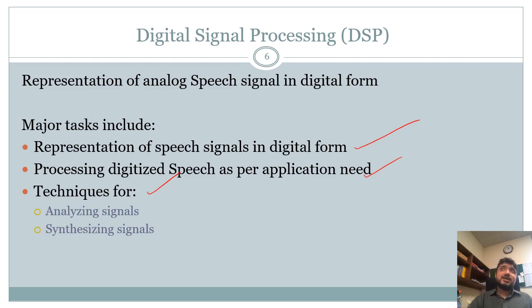We won't be covering those things in this course, but that comes under the same umbrella: breaking down a signal into its components, removing the components that you don't need, for example noise, and then reconstructing the signal, which is now a clean signal. So all of those things are part of digital signal processing. All right, let's begin with the first task of representation of speech signals in digital form.